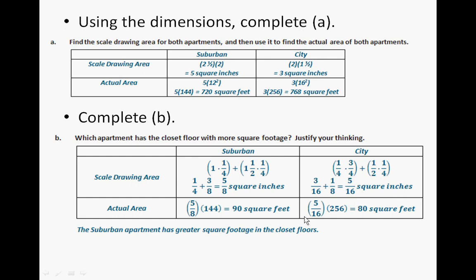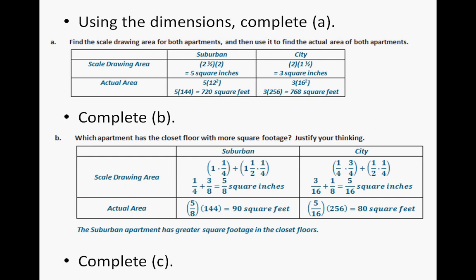And then to figure out the actual area, again using the same thing we did from the apartments up here, since we already know it's 144, 5/8 times 144 is 90 square feet, and 5/16 times 256 is 80 square feet. So the suburban apartment has greater square footage in closet floors. All right, now do the same thing for part C.